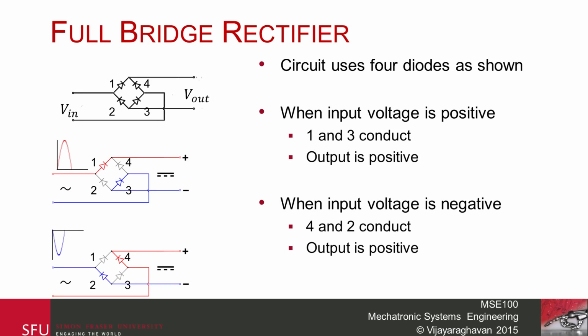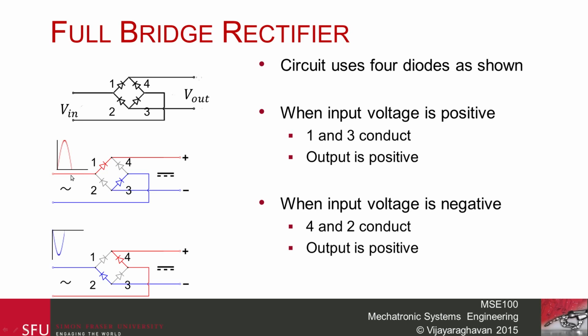So generally what we use is known as a full wave rectifier. The circuit basically uses 4 diodes numbered 1, 2, 3, 4 here, and the input is going to be a sinusoidal voltage, and the output is going to be a voltage in the same direction. So when the input voltage is positive, shown in red here, the diodes 1 and 3 conduct.